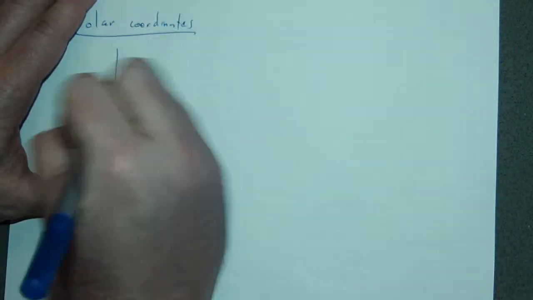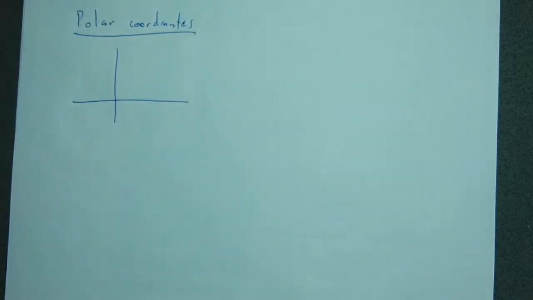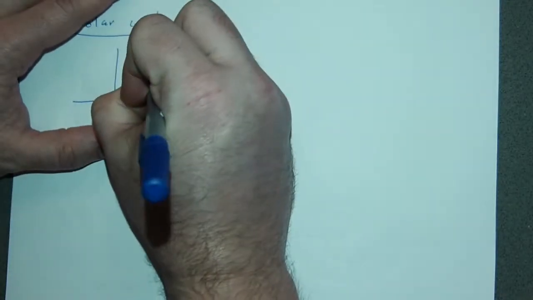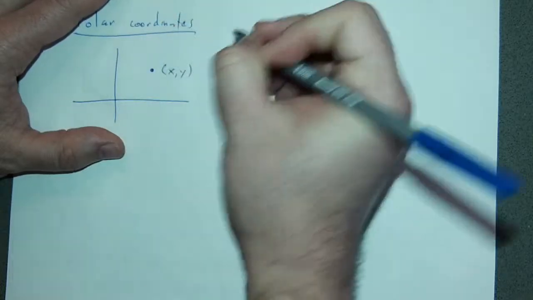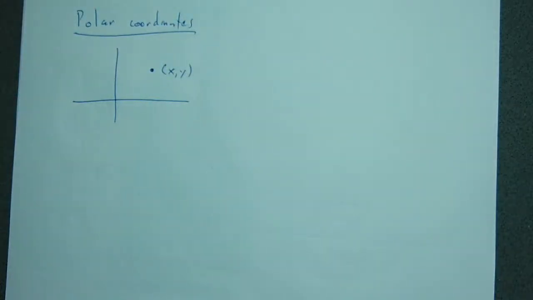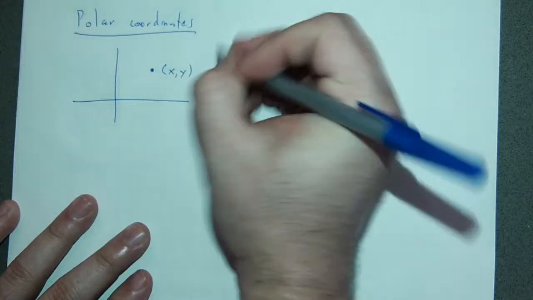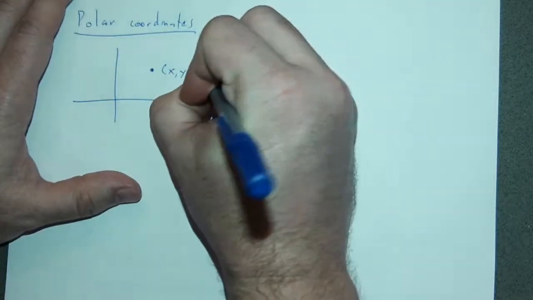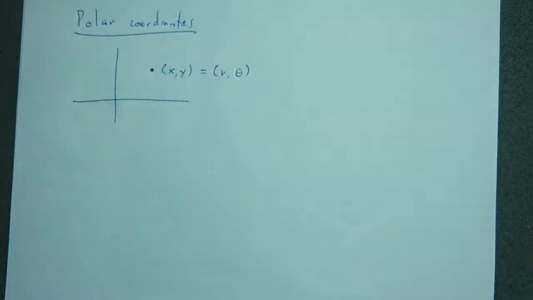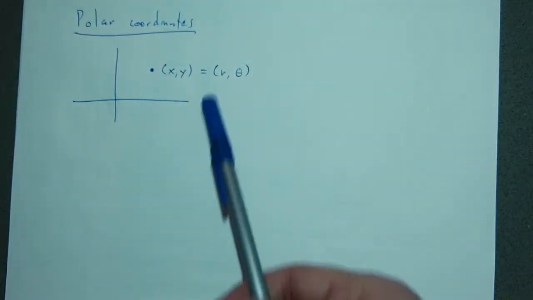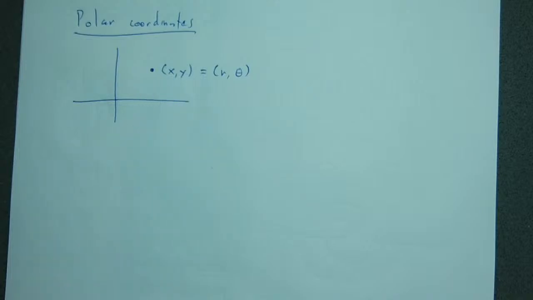What's the idea here? Our quick refresher is that if I have a point (x, y) in my plane, I want to view this as the same as a point that I call (r, theta). So I'm still using 2 real parameters here, but my real parameters now are not x and y, they're r and theta.